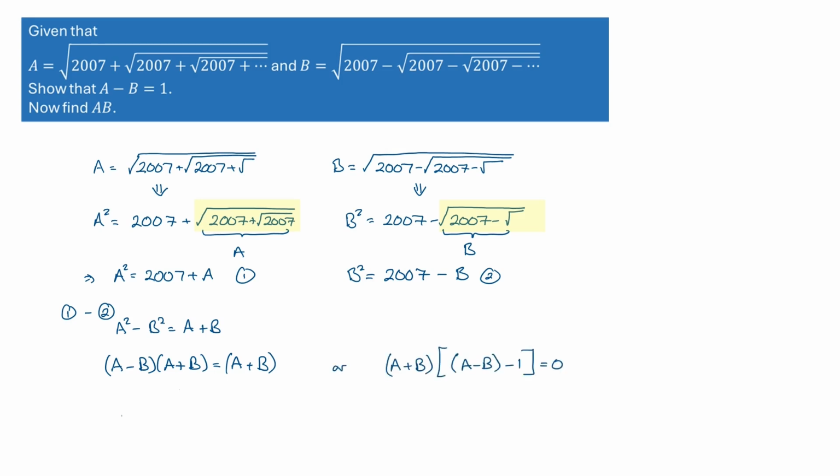So what I could do, as I've done here, is bring the A plus B on the right-hand side over to the left-hand side, factorize it out, and that's going to give me A plus B times A minus B minus 1 is equal to 0.